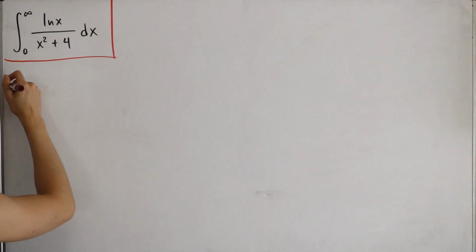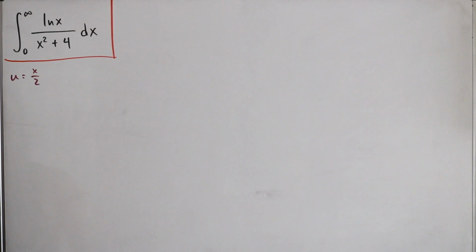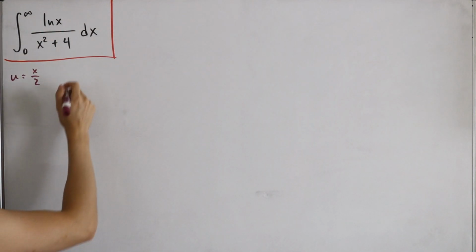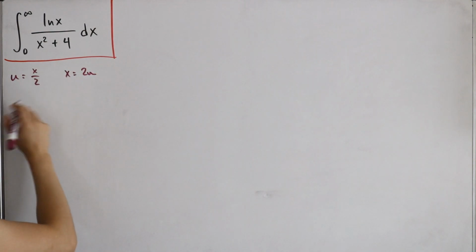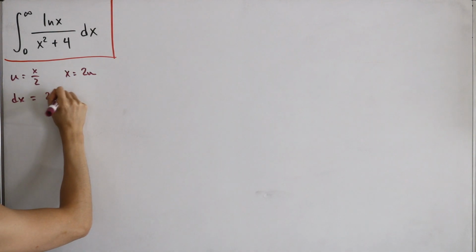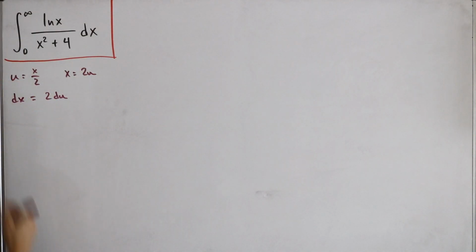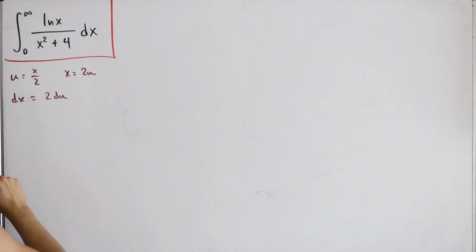Let's start off by doing our little u-sub. Let u equal x divided by 2. If I solve for x by itself, so we can plug it back in, I have that x is equal to 2u. Now differentiate both sides, so dx is going to equal 2 du. That's perfect, so I can substitute all this back in. Let's put everything back in together.